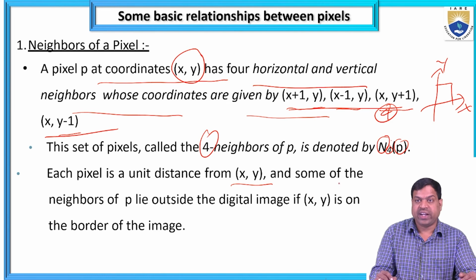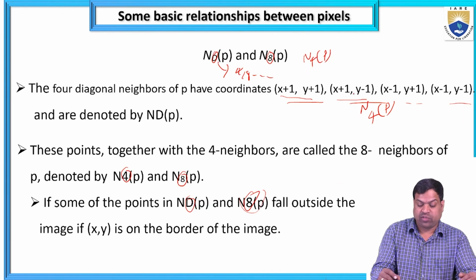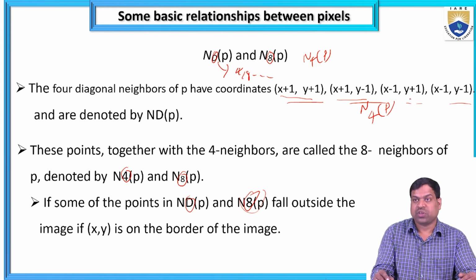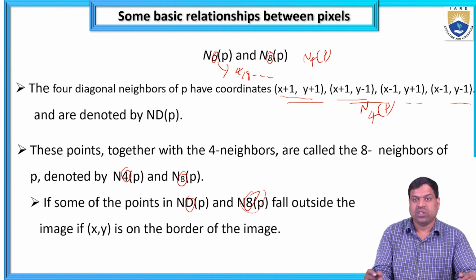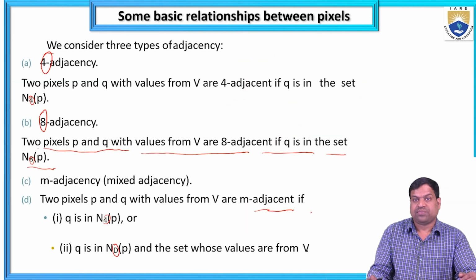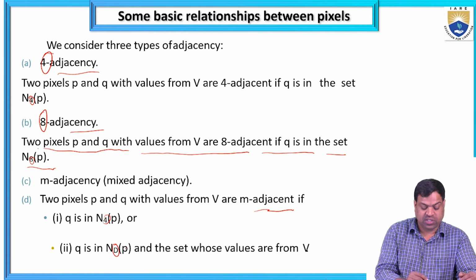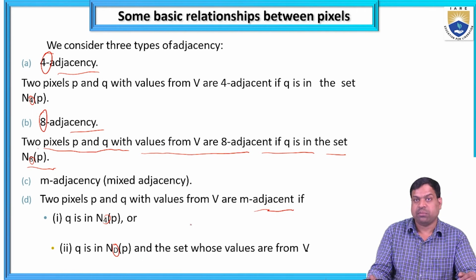If I'm going for the 8 neighbor, how are we denoting it? N8 of p means x plus 1 comma y plus 1, x plus 1 comma y minus 1, x minus 1 comma y plus 1, x minus 1 comma y minus 1, and so on. It is ND of p. So these are the 4 neighbor N4 of p, 8 neighbor N8 of p. Then 4 adjacency and 8 adjacency. 4 means N4 of p, D means ND, M adjacency means NM.